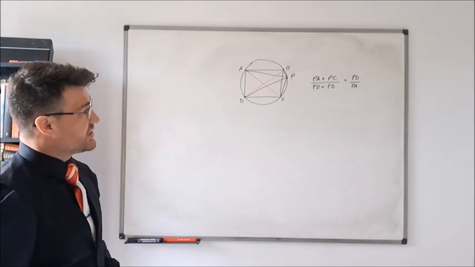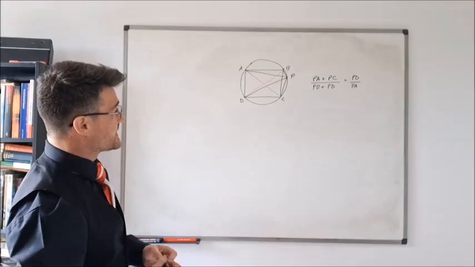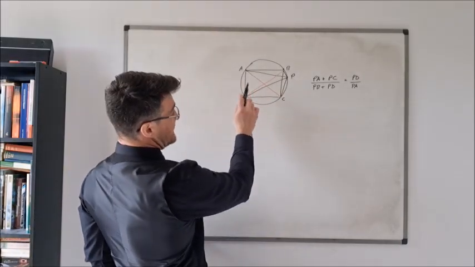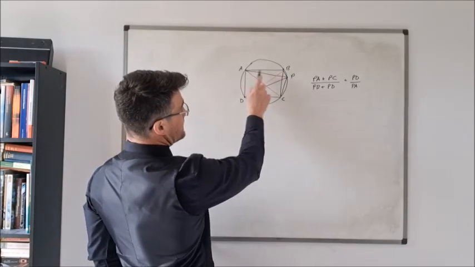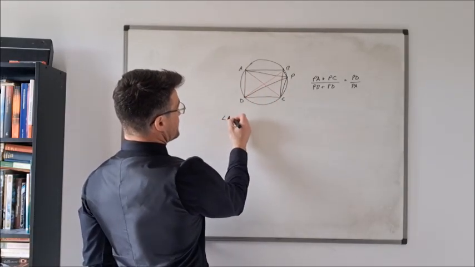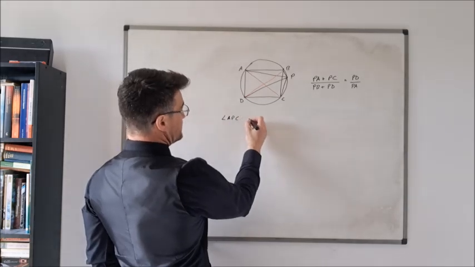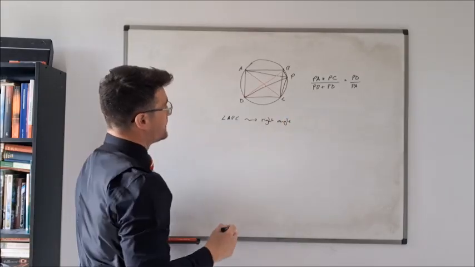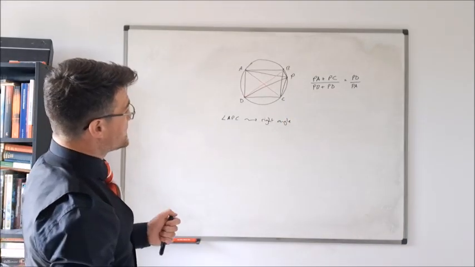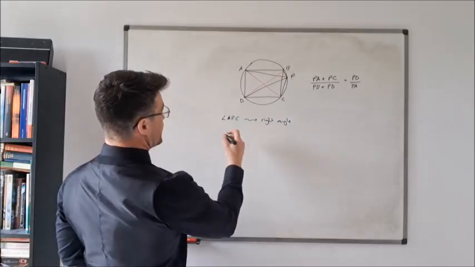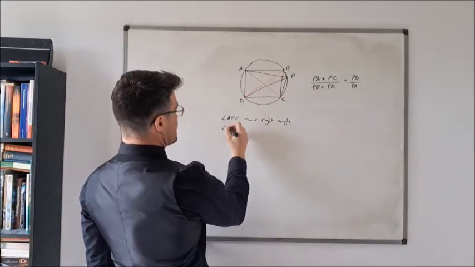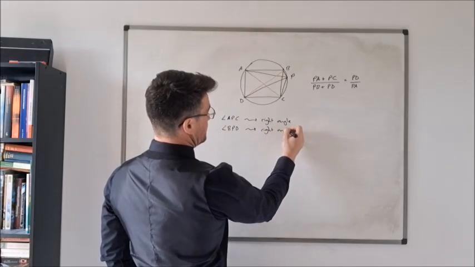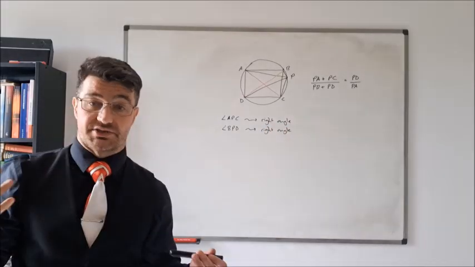My initial idea here was to recognize that, again because AC is a diameter, angle APC is going to be a right angle. And I also recognized that, based on similar reasoning, angle BPD is also going to be a right angle. I thought I was making some progress here.